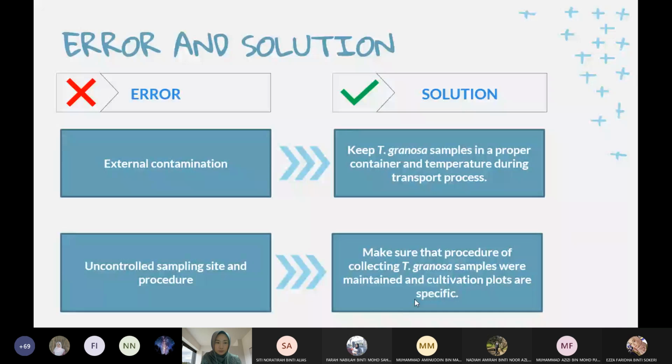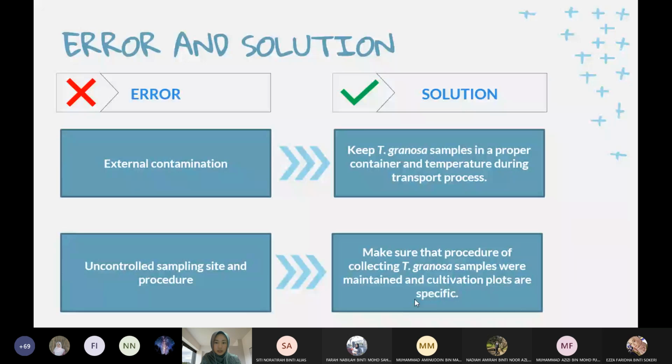The last part of fauna sampling is to observe the error and solution. Now, the first error is external contamination. So, as a way to solve this, the T. granosa samples are kept in a proper container and temperature during the transport process from the sampling site to the lab. This is to make sure it will survive longer.